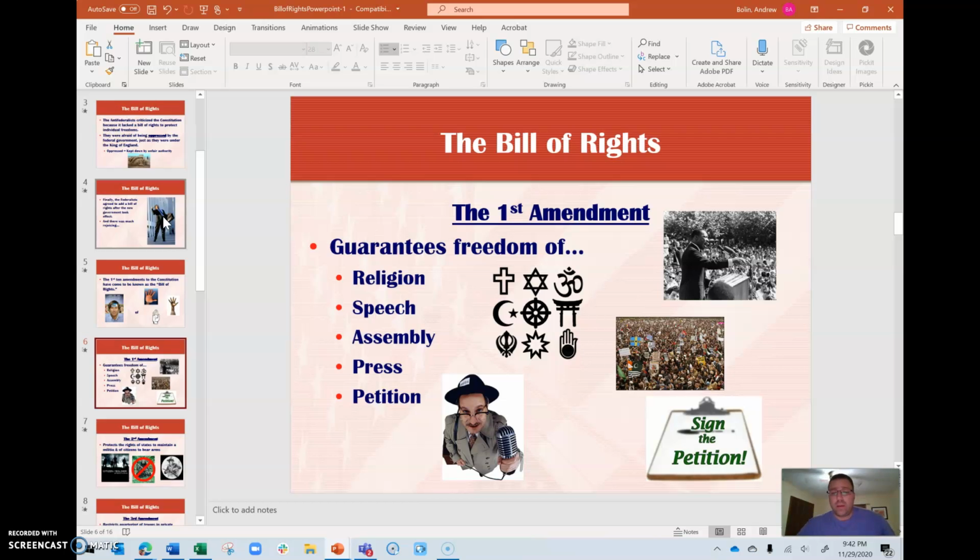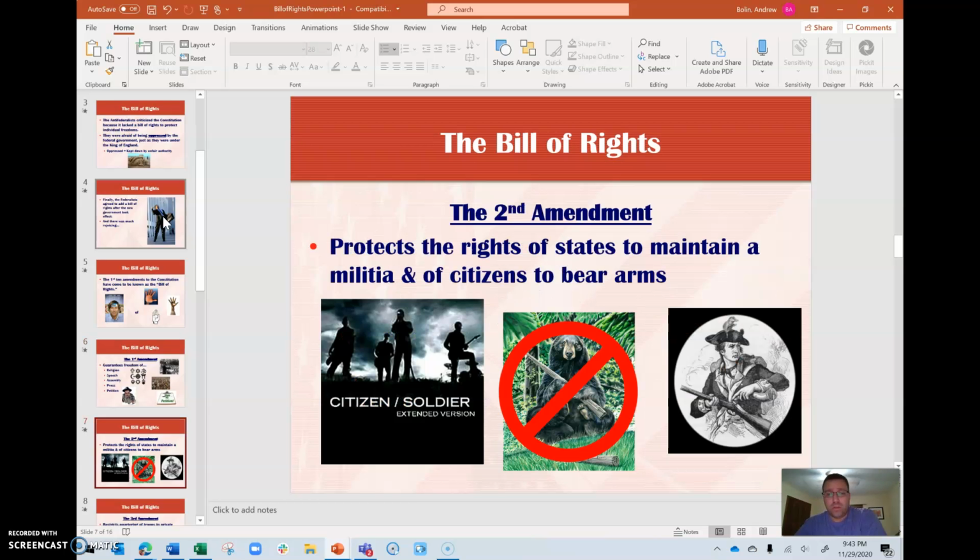The First Amendment, these are your guaranteed freedoms. You've got 5 basic freedoms that are guaranteed to you under the First Amendment. That's freedom of religion, speech, the right to peacefully assemble, freedom of press, and the right to petition. Your Second Amendment protects the rights of the states to maintain a militia and of citizens to bear arms. So remember, your Second Amendment has 2 components. It protects the rights of states, and it also is your right to bear arms.